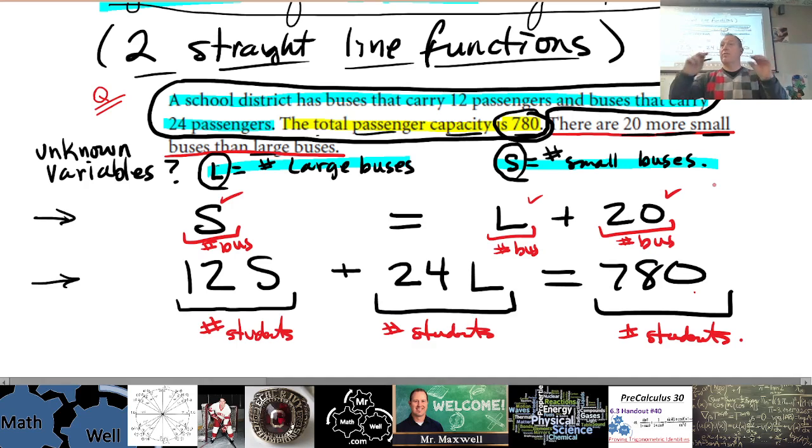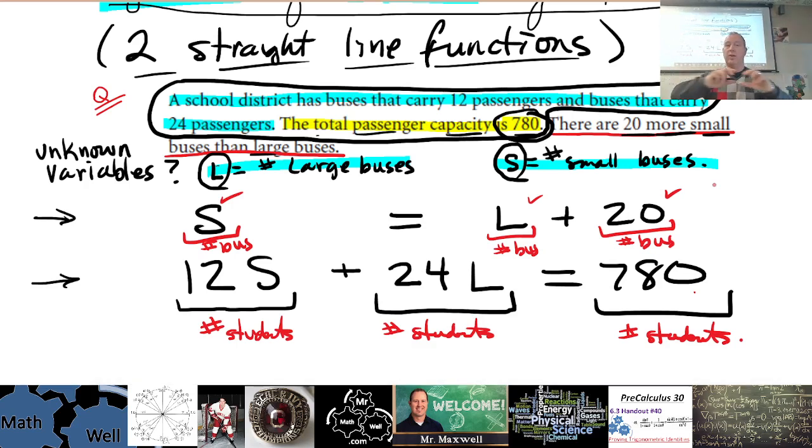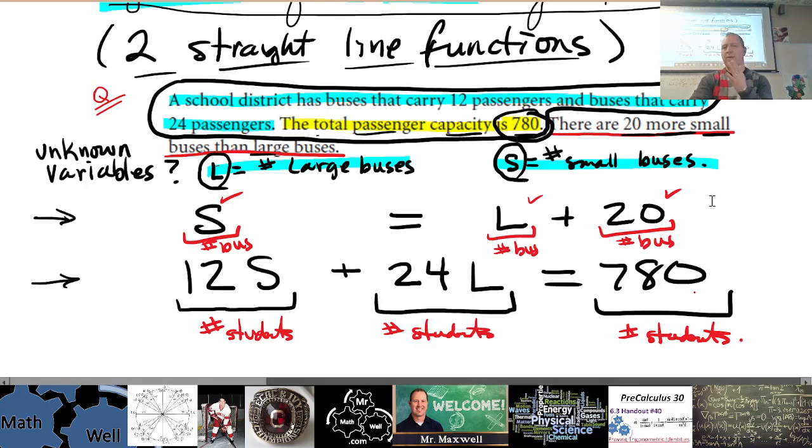So does that make sense? The first equation is about the number of buses. The second equation is really about the students. And what we're learning in this section is how to take the information from a question and make two equations. Now we're going to come back and maybe make a question and find out what we can find out here with this. Any ideas?